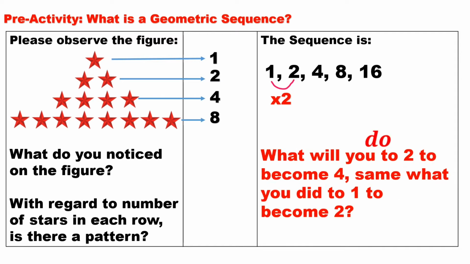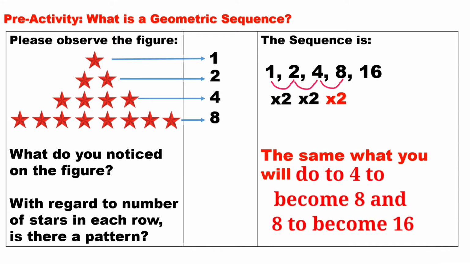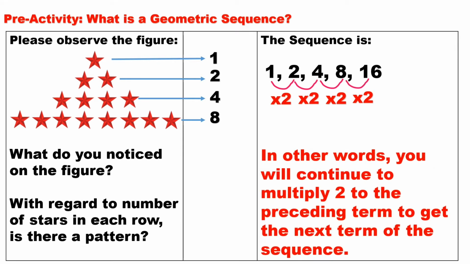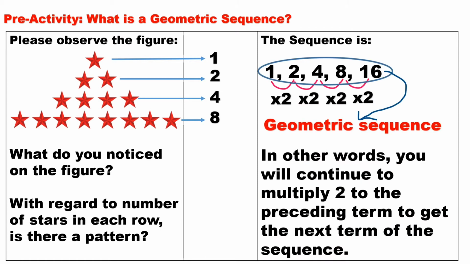Next, what will you do to 2 to become 4? Same what you did to 1 to become 2. Again, we will multiply 2 by 2 to become 4. The same what you will do to 4 to become 8 and 8 to become 16. In other words, you will continue to multiply 2 to the preceding term to get the next term of the sequence. And we can say that the sequence 1, 2, 4, 8, and 16 is a geometric sequence.